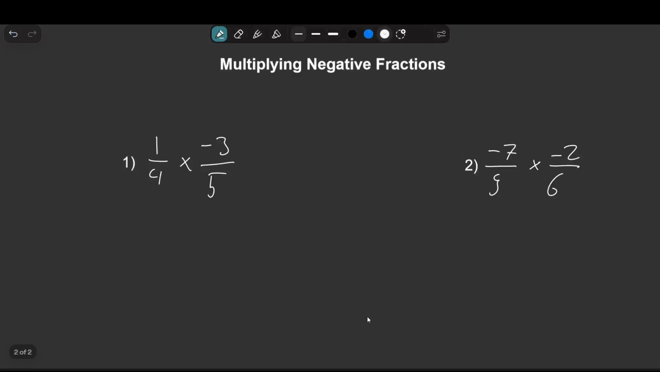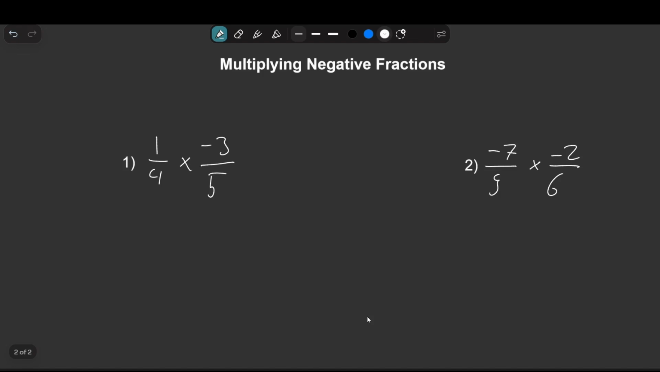In this video I'm going to cover how to multiply negative fractions. Multiplying negative fractions is the same process as multiplying positive fractions. We multiply straight across. The only difference is that we need to make sure we have the correct sign for our product. The rules for multiplying positive and negative integers apply to fractions as well.